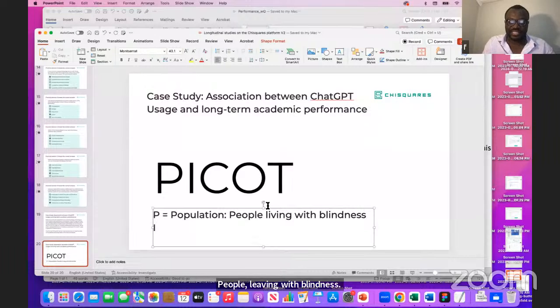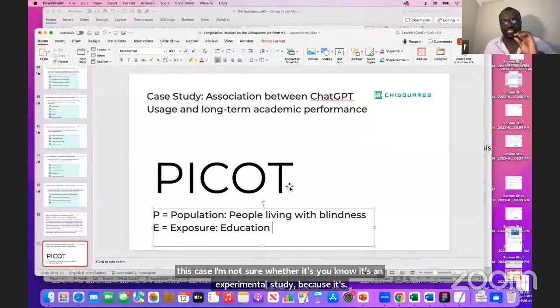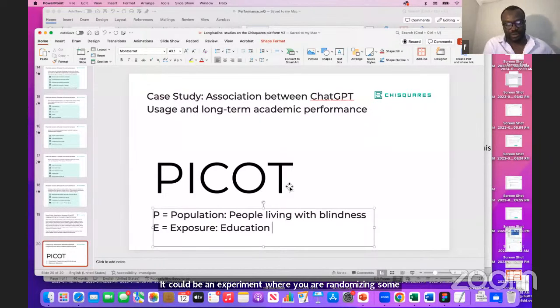Your intervention, you don't have an intervention because intervention can only belong to experiments. So instead, you have an exposure group. So exposure is educational intervention, you're right? In this case, I'm not sure whether it's an experimental study, because it could be an experiment where you are randomizing some of the blind kids to a particular education and others to another education.